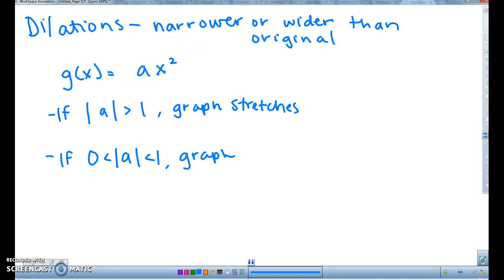So we have a couple options here. We take the absolute value of a. If the absolute value of a is greater than 1, whether a is positive or negative doesn't play so much of a factor in how it stretches. The positive or negative just plays in which way it opens, either up or down. If it's a whole number greater than 1, or even a fraction greater than 1, the graph is going to stretch vertically. If it is a fraction that is less than 1, the graph is going to compress vertically.